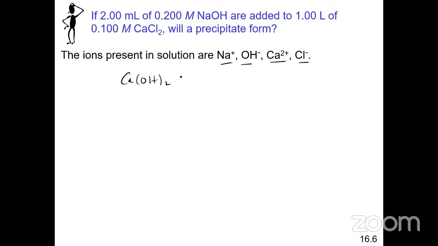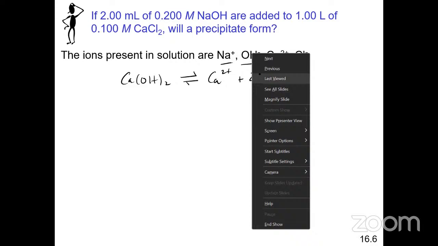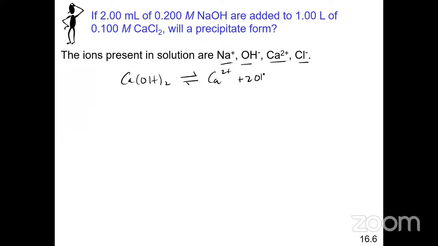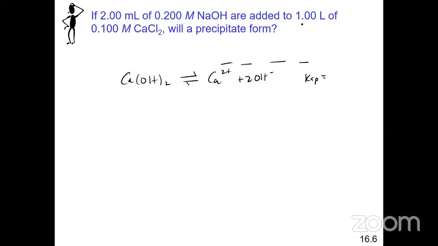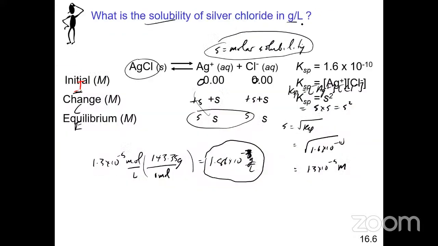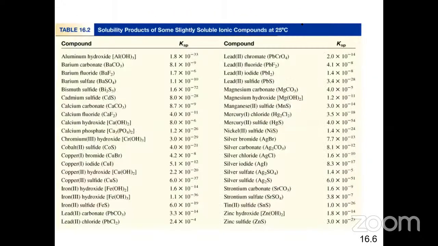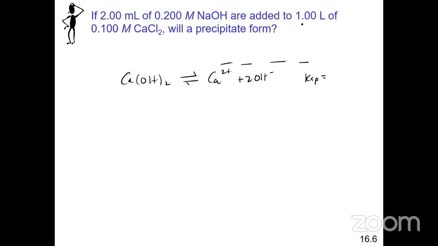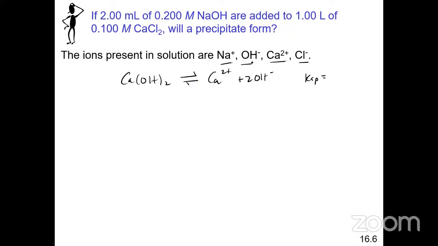Ca(OH)2, which would dissociate to form Ca2 plus and 2OH minus, all right? And what we'd have to do is look up the KSP value for calcium hydroxide. So let me see if I can find it in a previous slide. I think it should be, okay, calcium hydroxide, according to this, the KSP value is 8.0 times 10 to the minus 6. So, okay, KSP is equal to 8.0 times 10 to the minus 6, all right?